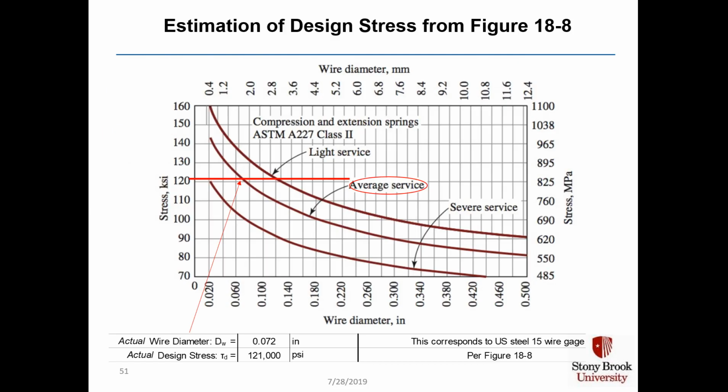The estimation of design stress from figure 18.8 is shown here. The actual design stress of the wire comes out to 121,000 psi on our curve at a wire diameter of 0.072 inches.